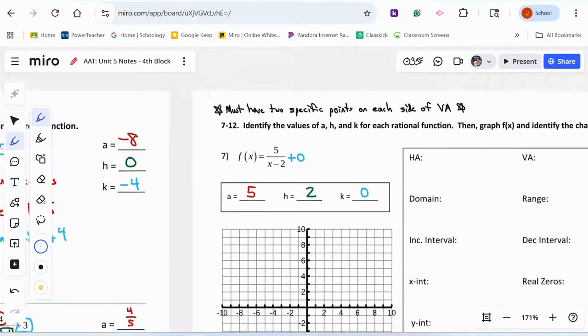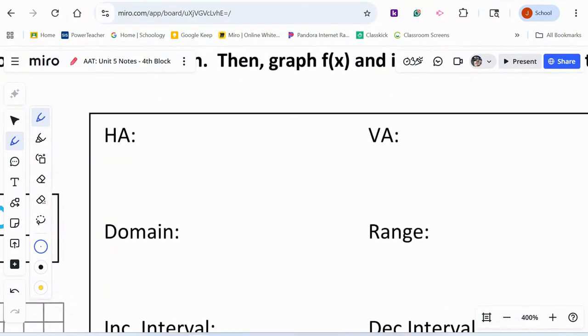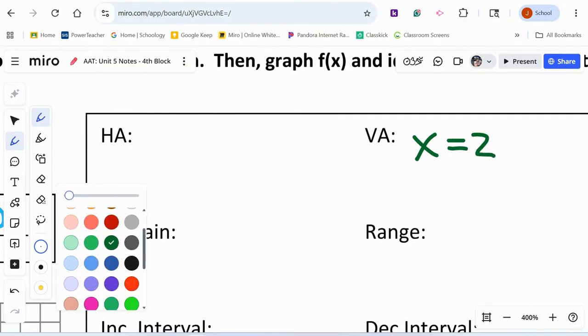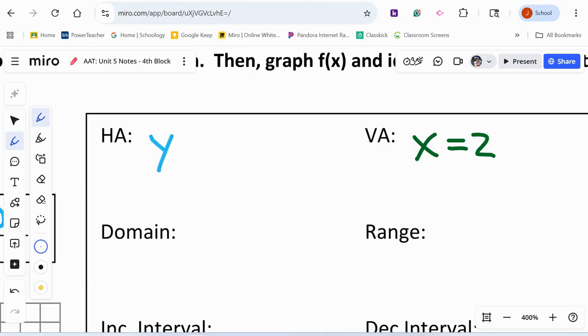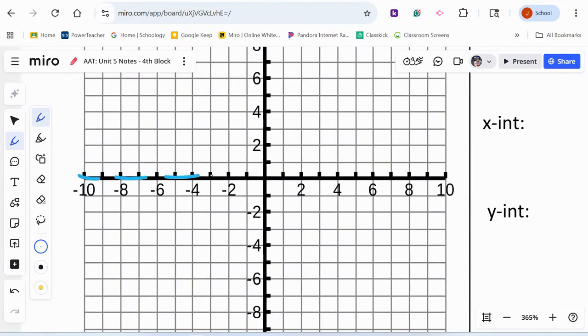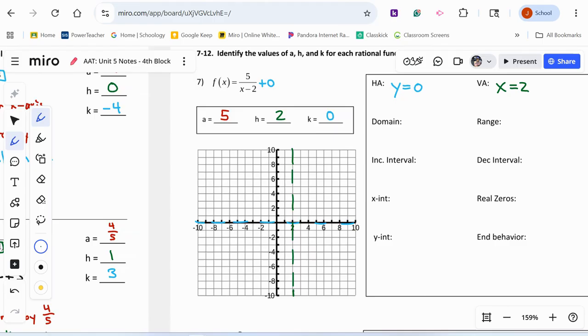All right, so what does that mean here? Well, that means we can identify my vertical asymptote as x = 2 and my horizontal asymptote as y = 0, and we can put those right on the graph. Desmos won't graph these asymptotes for you, but you don't need Desmos to if we know what h and k are, because h and k will give me the asymptotes, right?